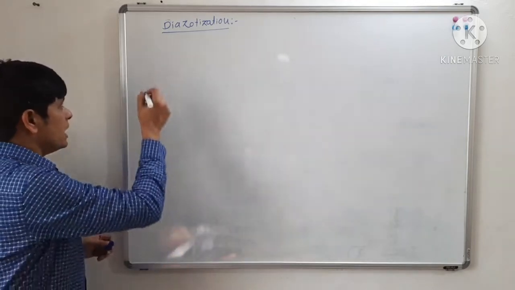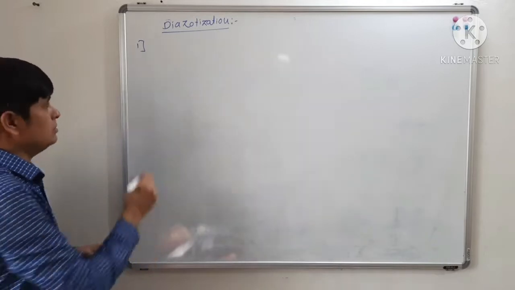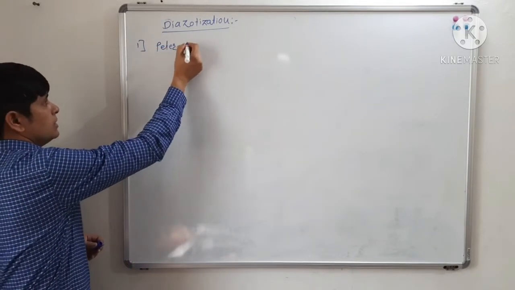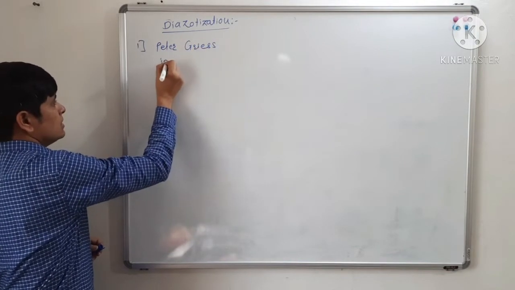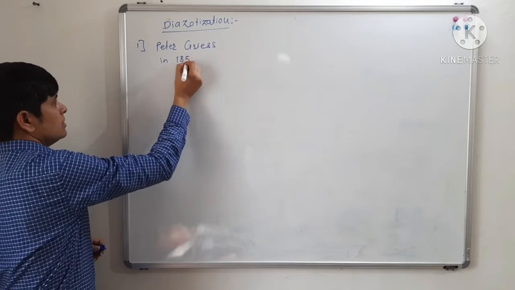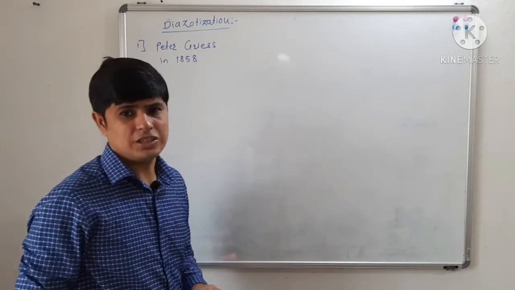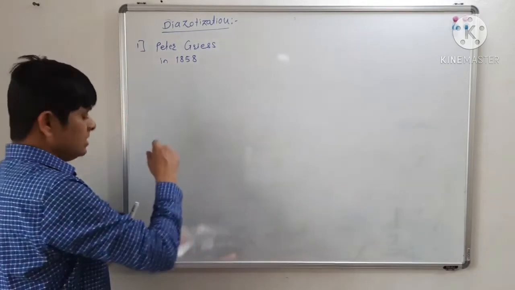Okay, such types of amines undergo this diazotization reaction. Who discovered this diazotization reaction? This diazotization reaction was discovered by Peter Griess in 1858. So what is this diazotization reaction? Let us see.